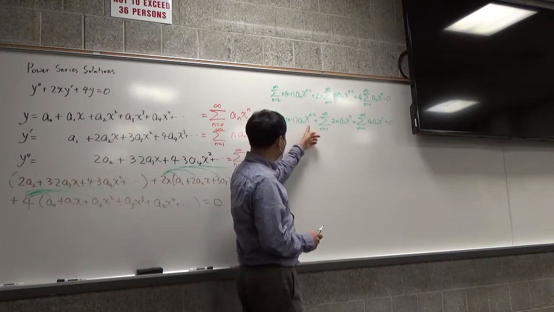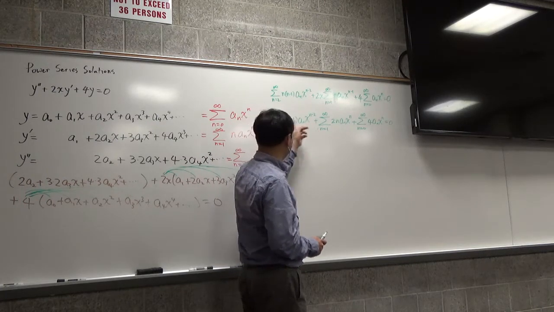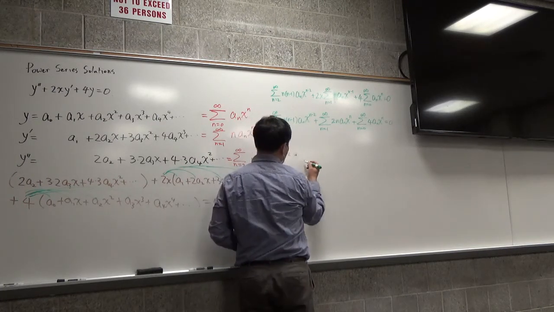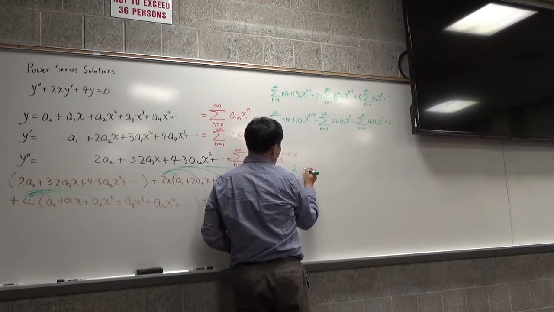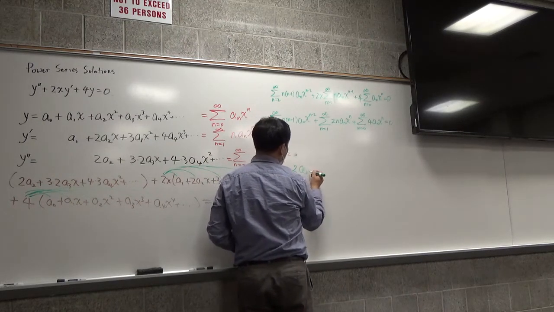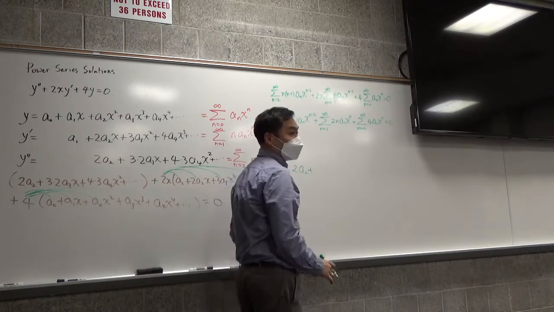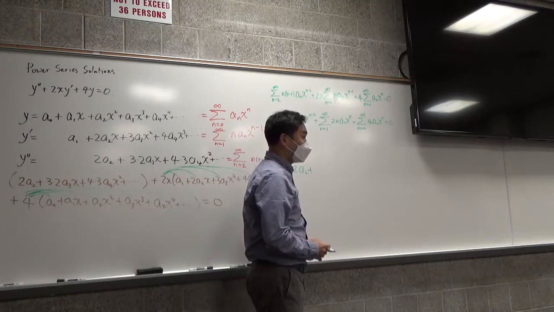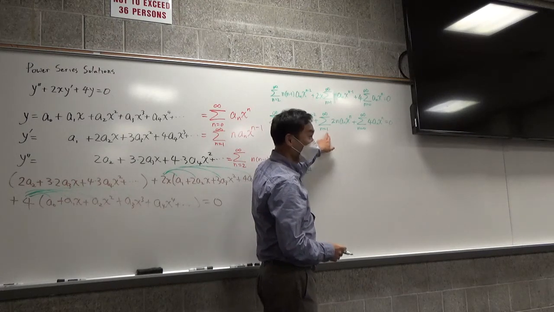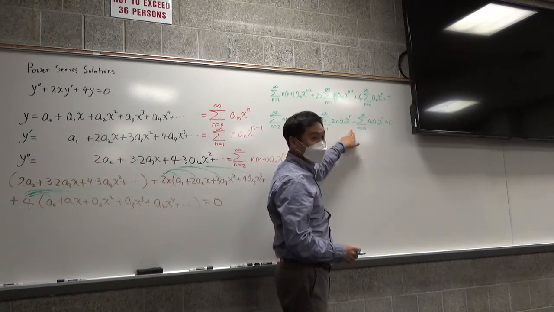So here, when do you get x to the 0th power? n is equal to 2. So you put n as 2, so you're going to get 2 times 1 times a_2. Now how about here? When do you get a constant term? n is equal to 0. But does that happen? You start from n equals 1, right? So this one doesn't have a constant term.